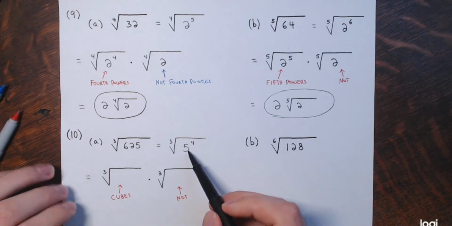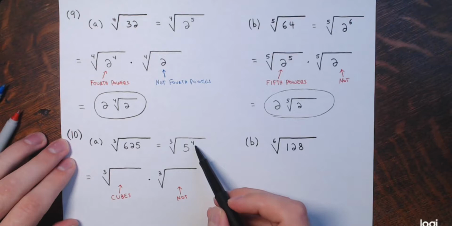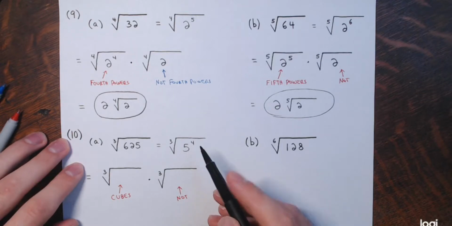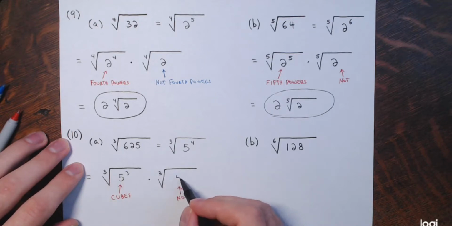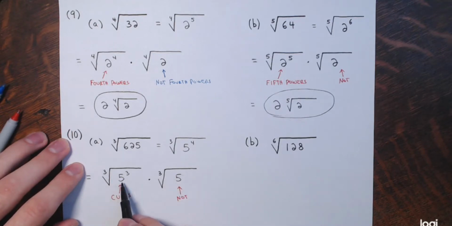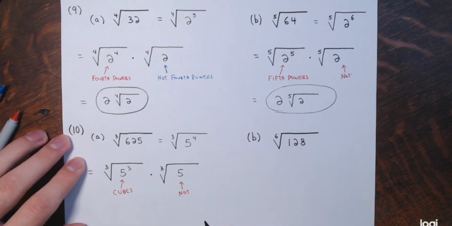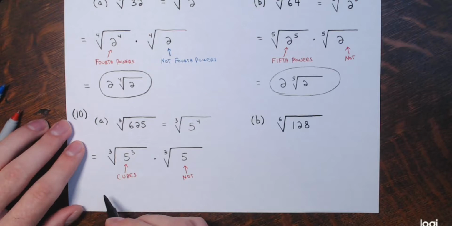So 5 to the 4th. Now 4 is not a multiple of 3, right? But the largest multiple of 3 less than 4 is 3. So I could split up 5 to the 4th as 5 cubed times 5, right? And put one of them in the cube radical and the other one in the not cube radical. Alright, and then the cube root of 5 cubed is just simply 5, right? Cube and the cube root undo each other, and then I have 5 times the cube root of 5.